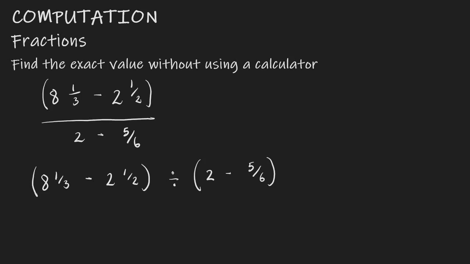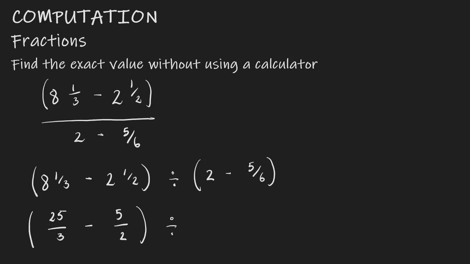My first step is to change all mixed numbers into improper fractions. So 8 times 3 is equal to 24. 24 plus 1 is equal to 25/3. Minus 2 times 2, that is equal to 4. 4 plus 1 is equal to 5/2.